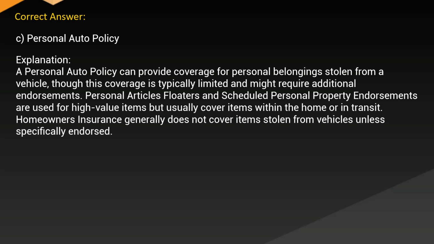Correct answer: C. Personal auto policy. Explanation: a personal auto policy can provide coverage for personal belongings stolen from a vehicle, though this coverage is typically limited and might require additional endorsements. Personal articles floaters and scheduled personal property endorsements are used for high-value items, but usually cover items within the home or in transit. Homeowners insurance generally does not cover items stolen from vehicles unless specifically endorsed.